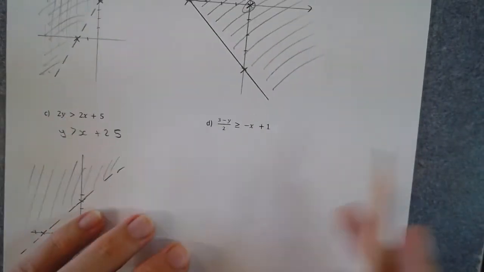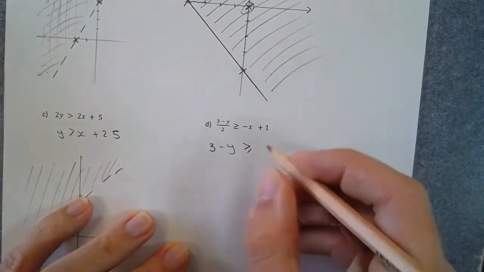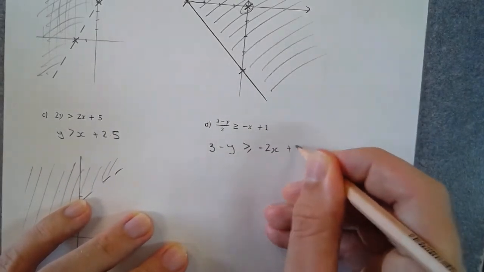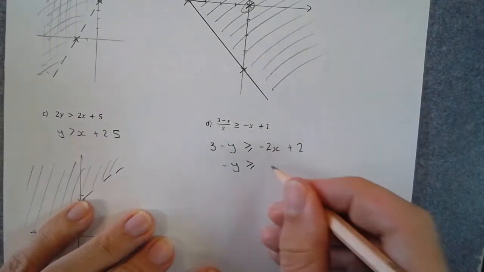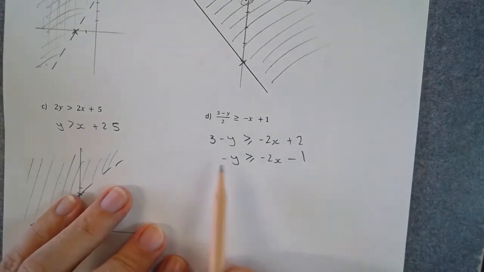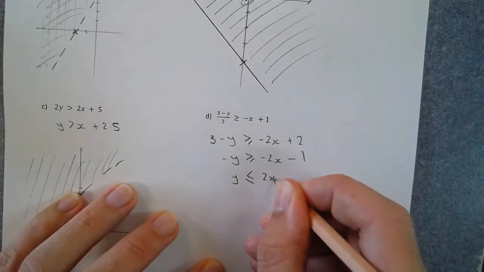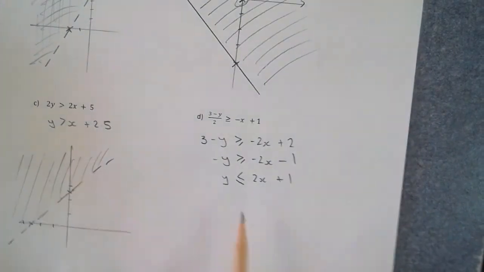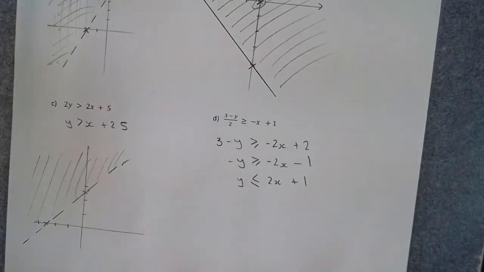Let's rearrange this one. So times this side by 2. 3 minus y is bigger than or equal to minus 2x plus 2. Then I'm going to take away the 3. Minus y is bigger than minus 2x minus 1. Now I need to divide by negative 1. And when you divide by a negative, the sign changes. So let's just double check that this works.